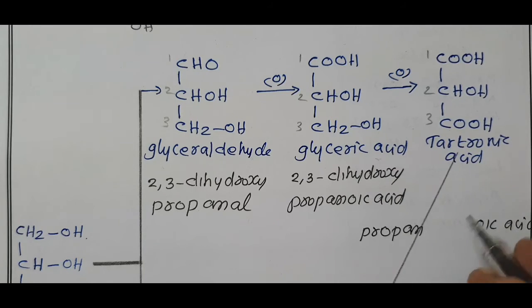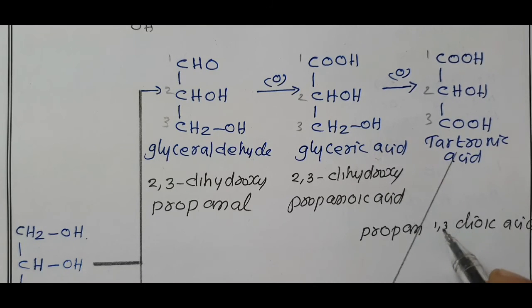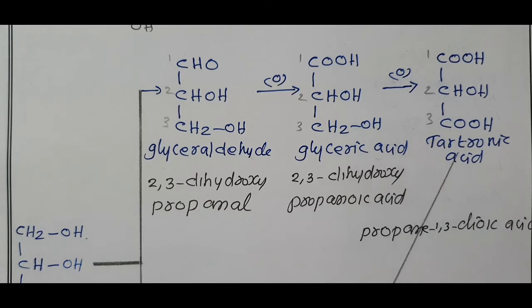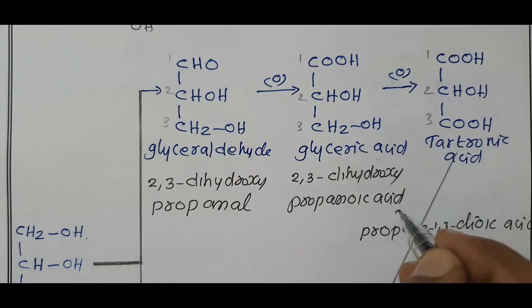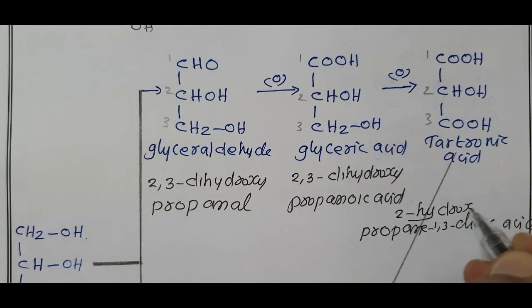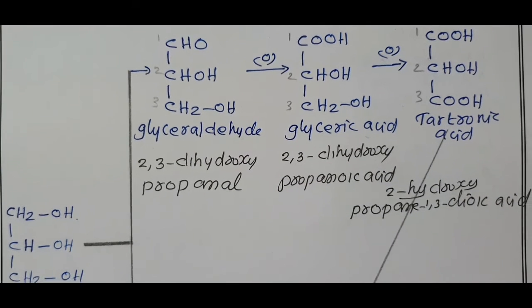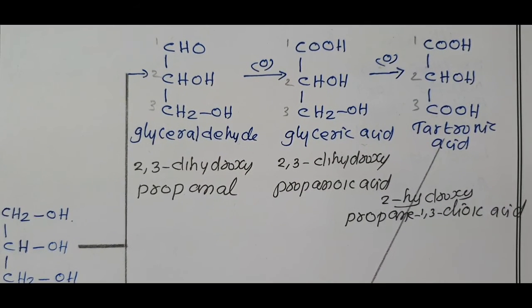We have 2 carboxylic acid groups, therefore di. If you use di or tri, you have to complete the alkane. What is the position of dioic acid? 1, 3. Propane 1, 3 dioic acid. In the second carbon we have 1 hydroxy. So the IUPAC name of this compound is 2 hydroxy propane 1, 3 dioic acid.